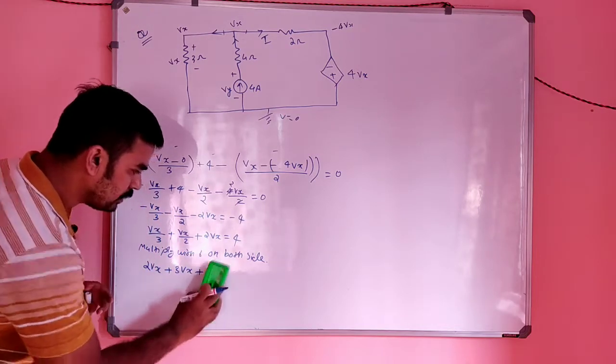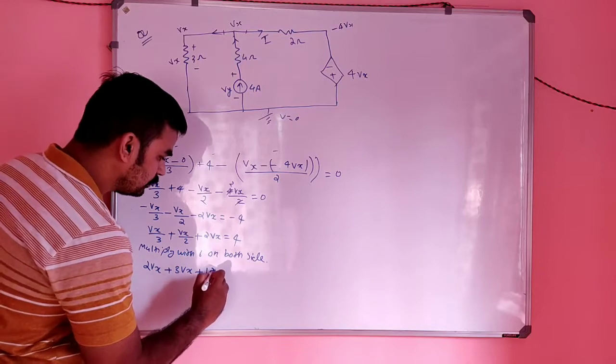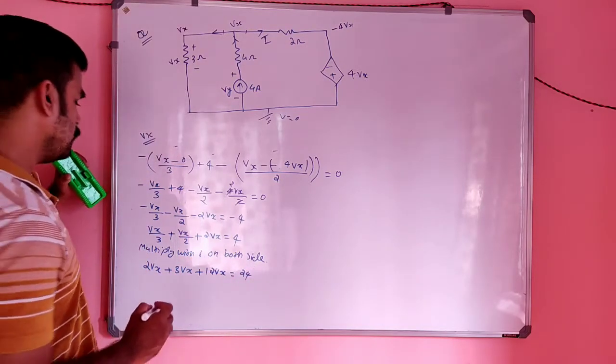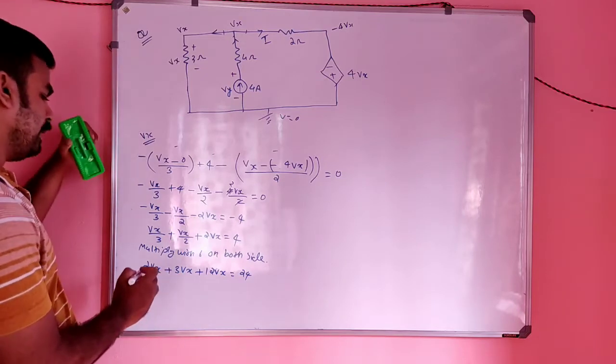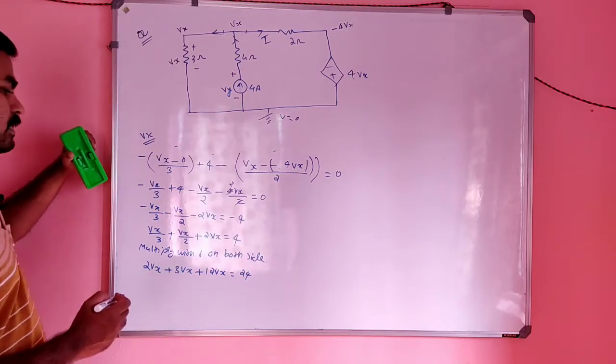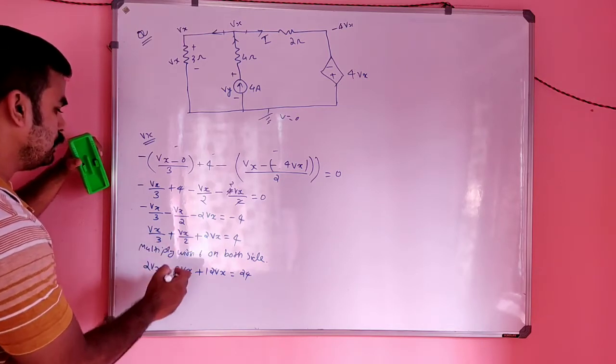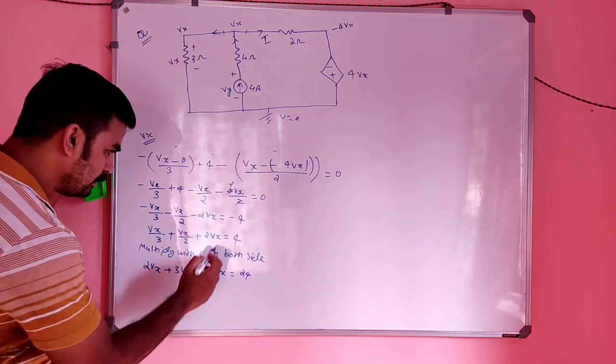12Vx equal to 24, right? So it will become 3 plus 2, 5, 5 plus 12 is 17, right? 17Vx, right? 3 into 6, 2 into 3, yes. 6 into 12, right? 6 into 24.